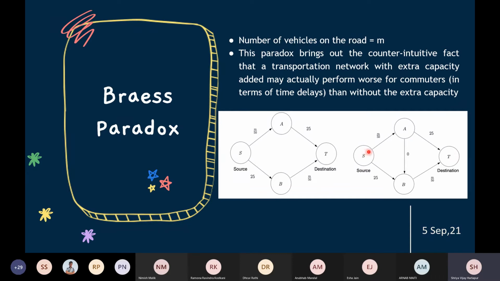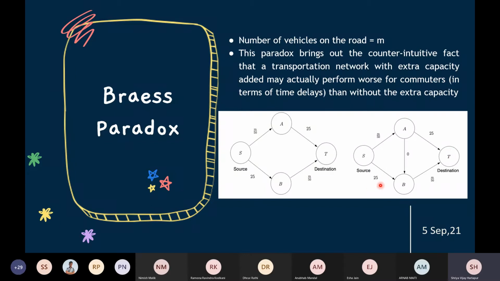What happens is more people will now start using the road. For example, here if there were 50 people, then this route would take 26 minutes, this route would take 26 minutes. Now if there are 50 people, this route only takes 2 minutes. And so more and more people will start using this particular route, SABT. The people who are using the routes SAT and SBT will obviously be at a disadvantage.